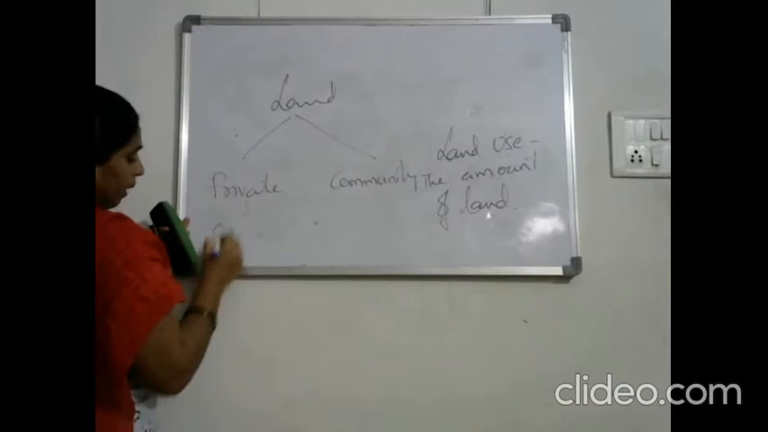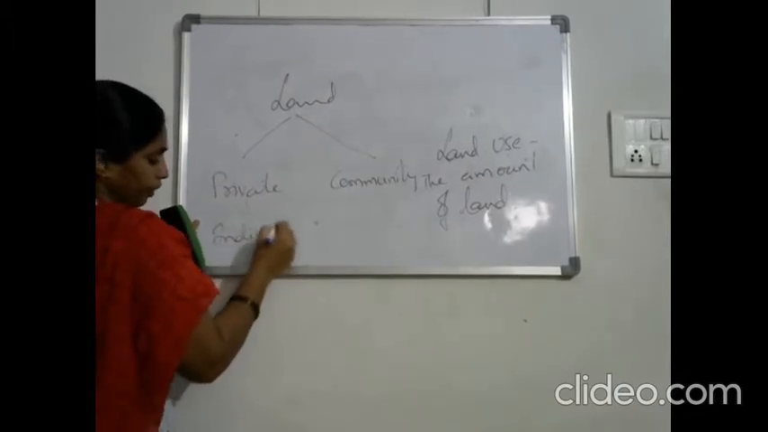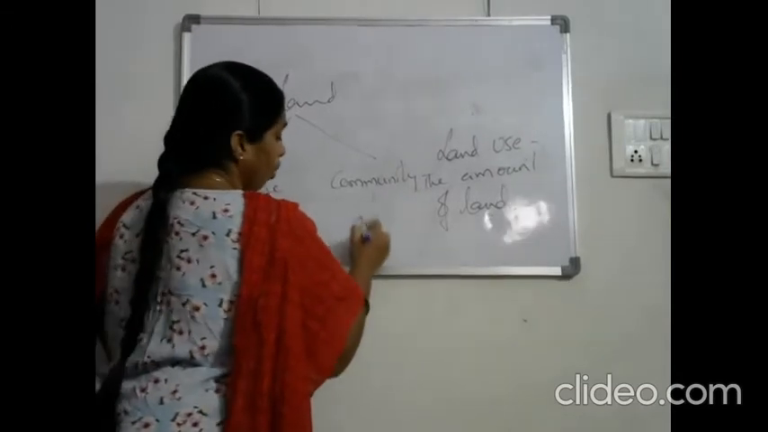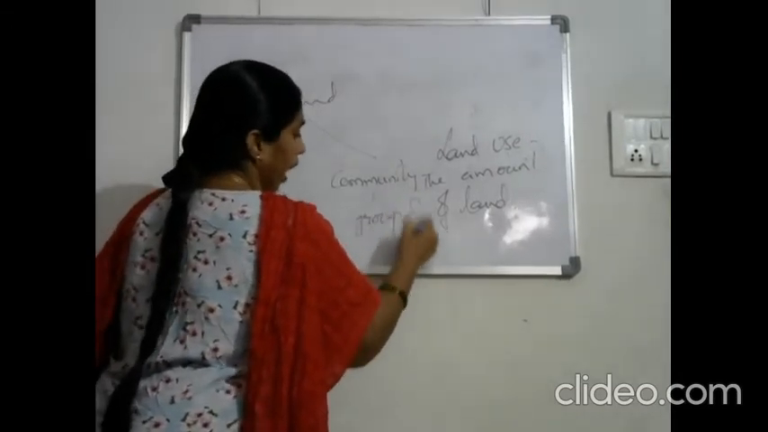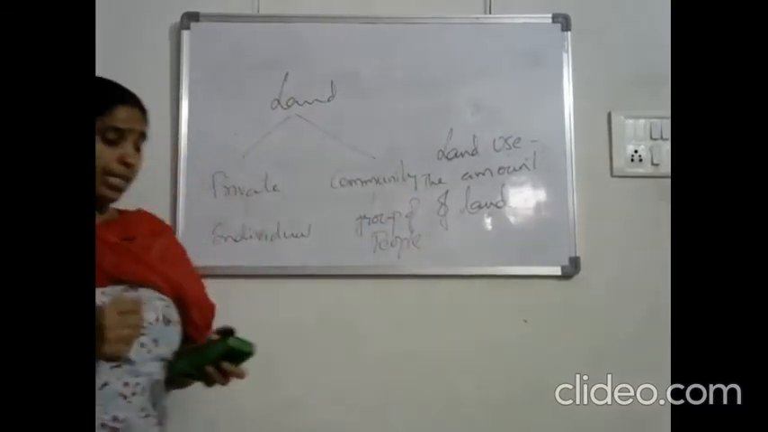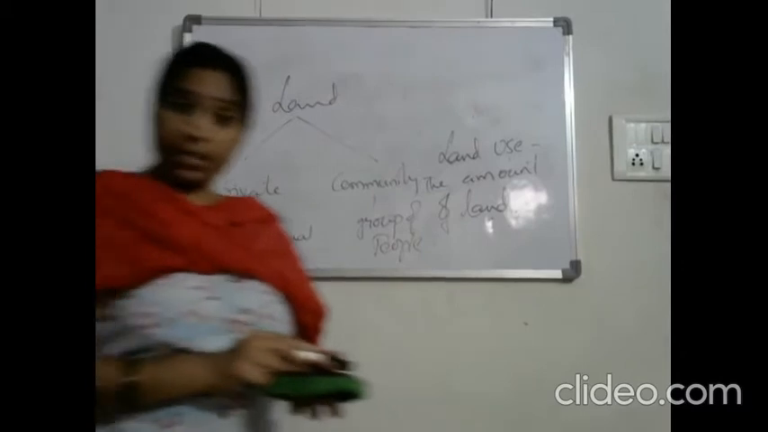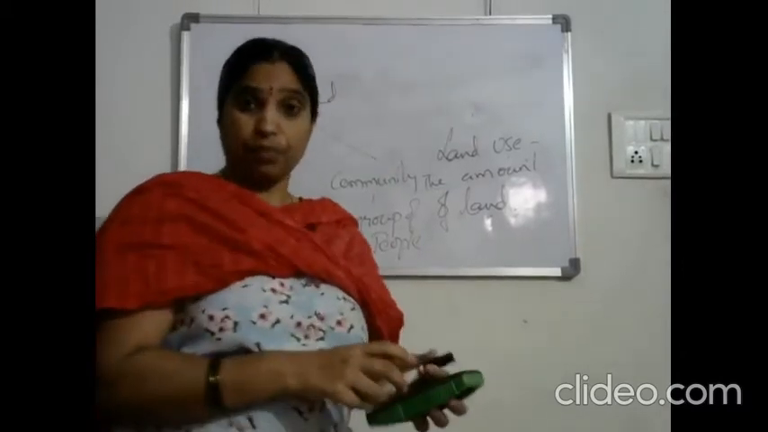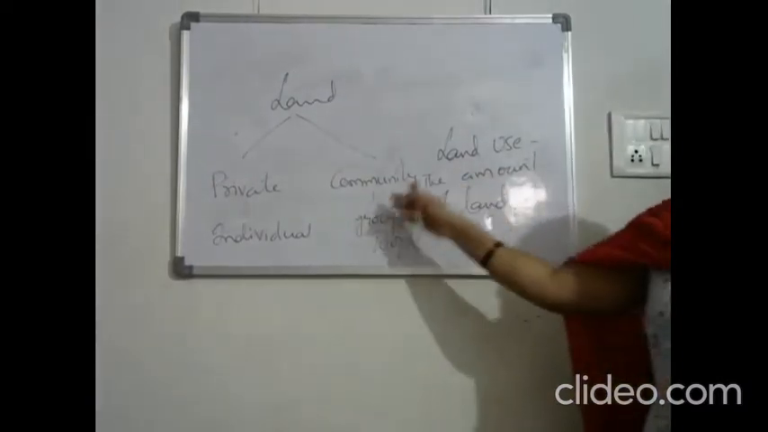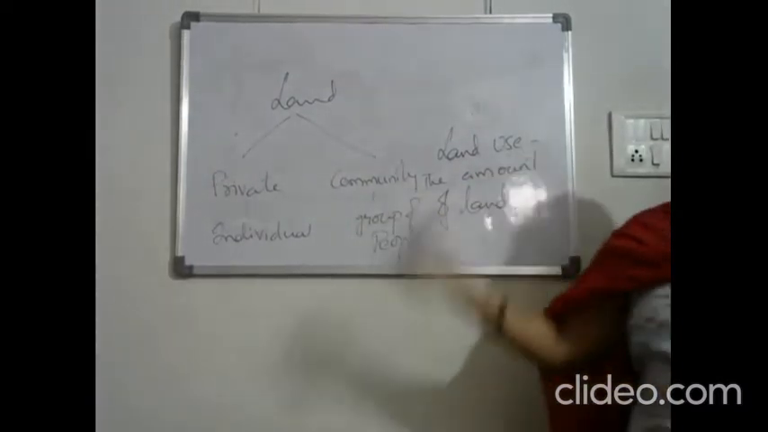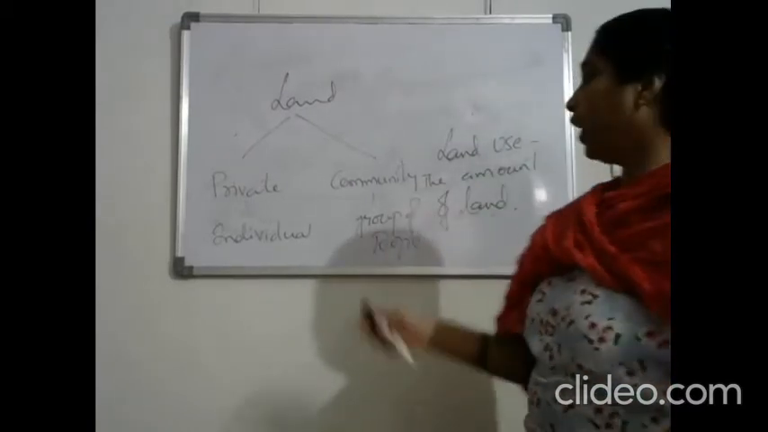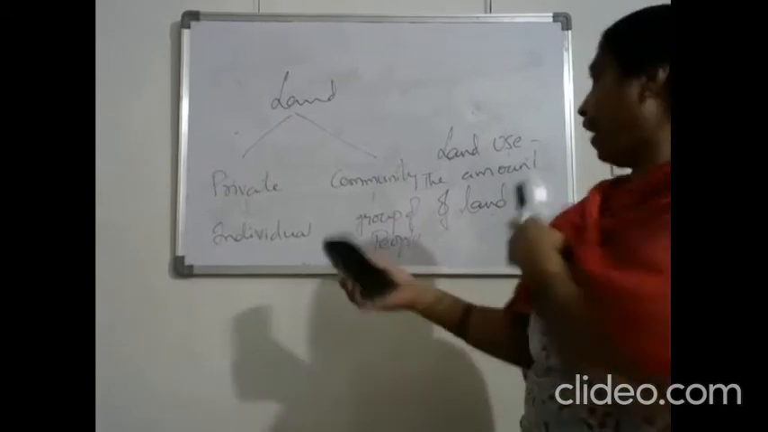Private land is nothing but land which is owned by an individual. Community land is land which is owned by a group of people, or we can call it public property. For example, you can say that parks are community land. Generally, community land is used by all the people. It is not owned by any individual. So these are the two kinds of land.